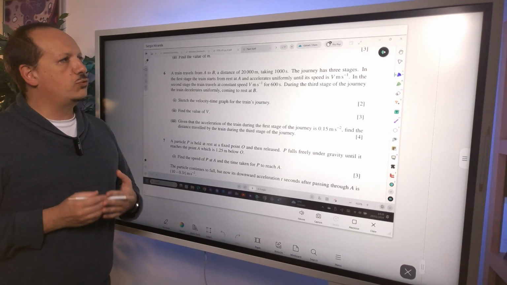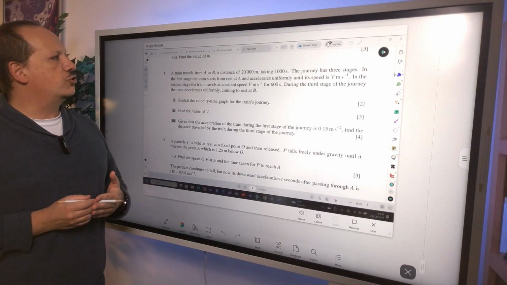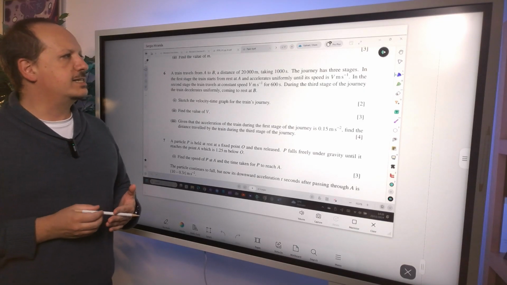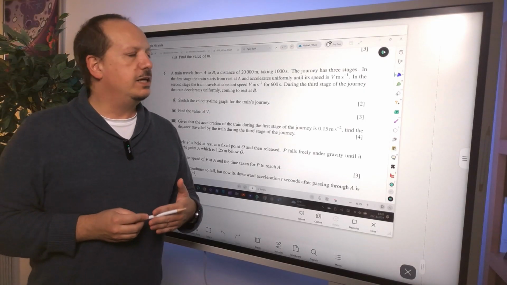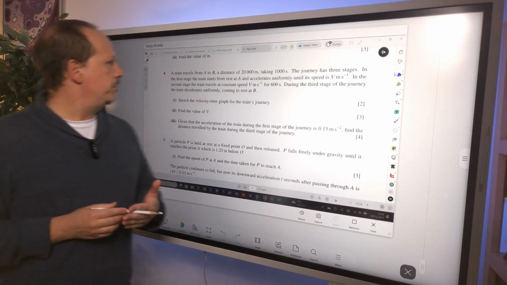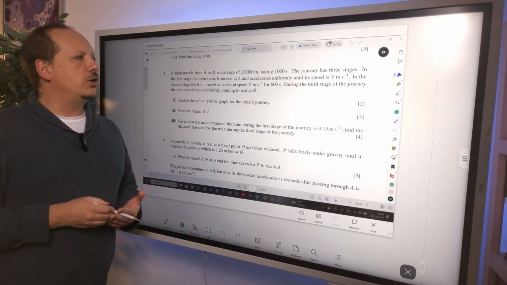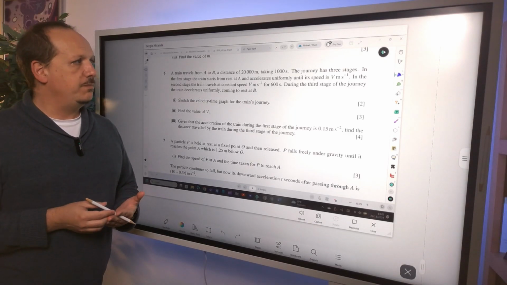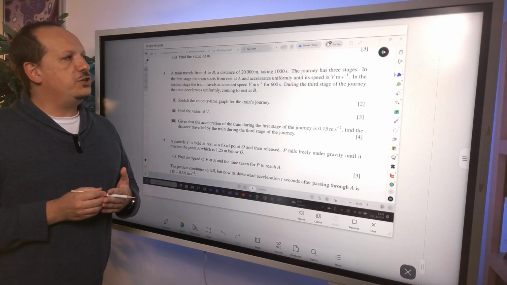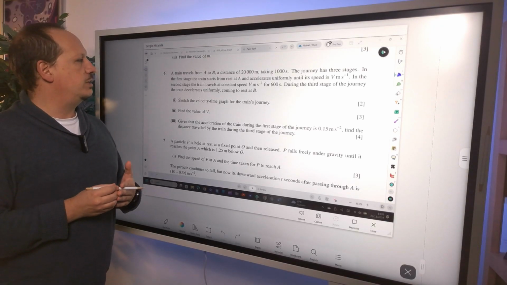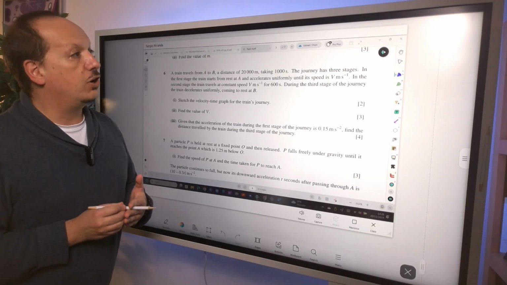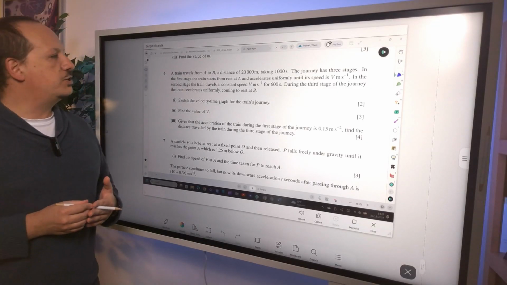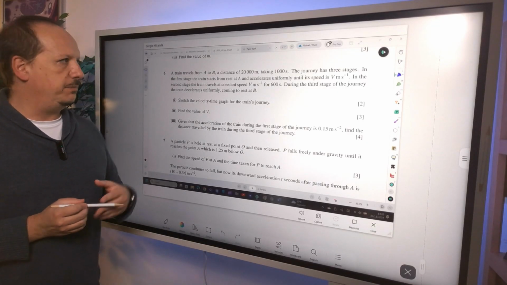The journey has 3 stages. In the first stage, the train starts from rest at A and accelerates uniformly until its speed is v meters per second. In the second stage, the train travels at constant speed v meters per second for 600 seconds. And during the third stage of the journey, the train decelerates uniformly, coming to rest at B.